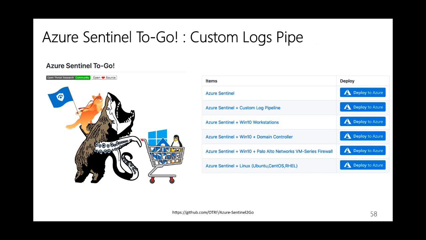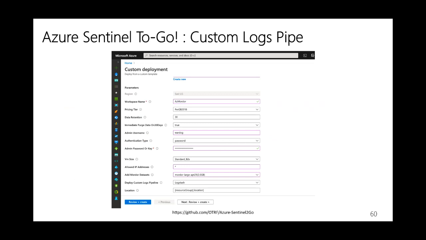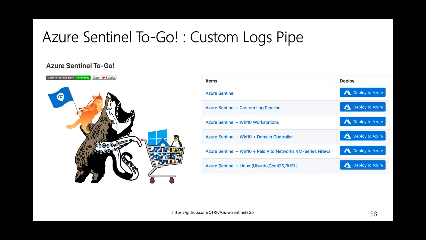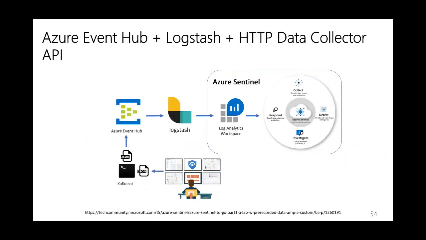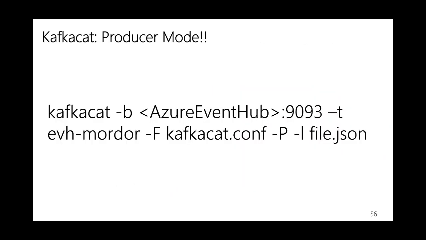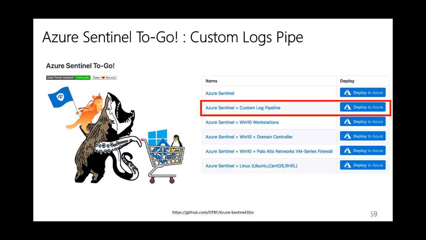This is also another open source project, called the Azure Sentinel to Go project. This is of course a little out of the scope of this presentation, but just in case you're wondering how to do all this in a lab environment, I started to document a lot of different scenarios. If you click on the custom log pipeline, you will be able to start setting up your custom pipeline just like the way I was showing you here, or you can also do that specific pipeline, and at the end of the day you'll be able to start connecting to it to send data directly.